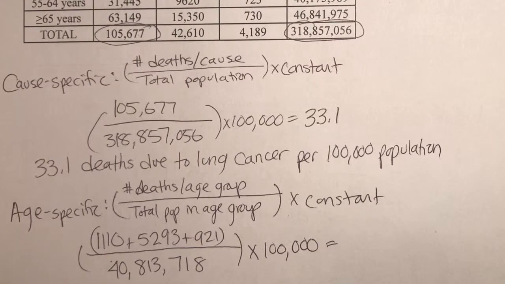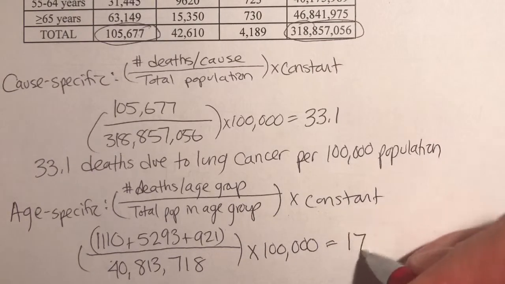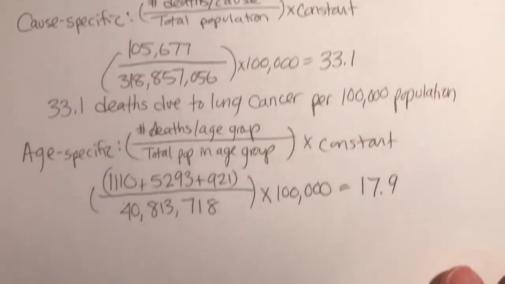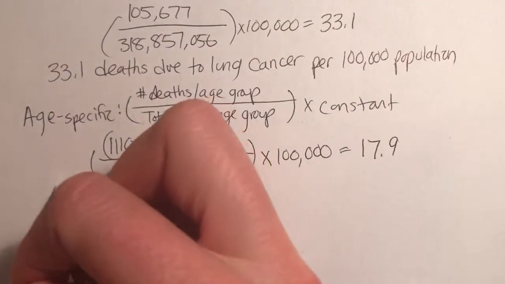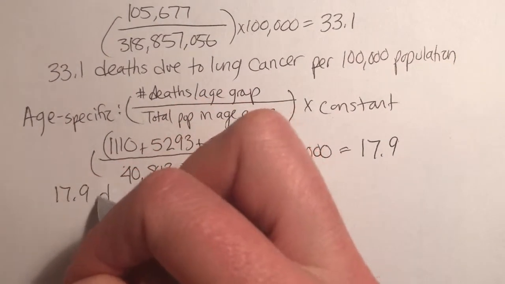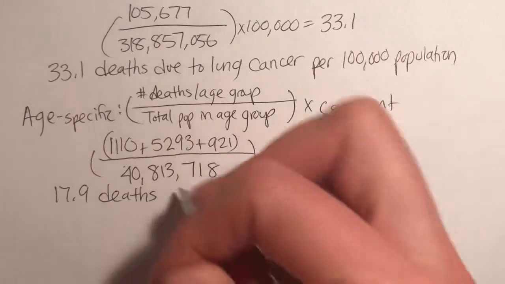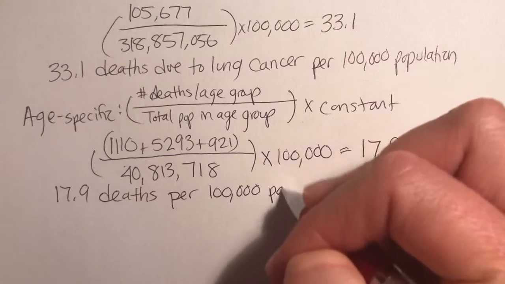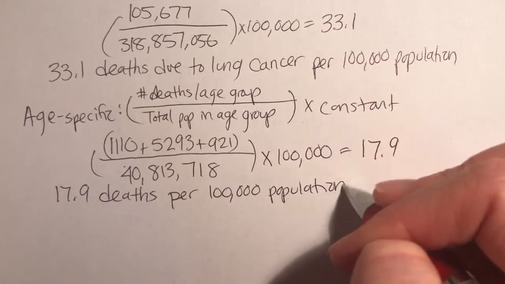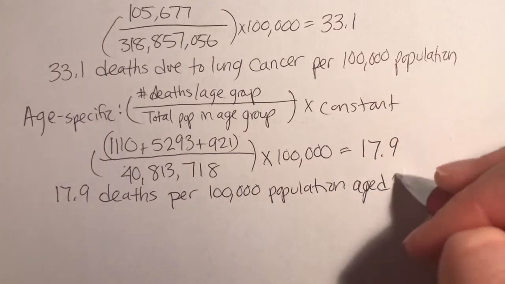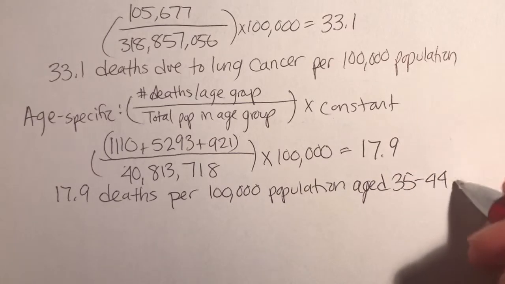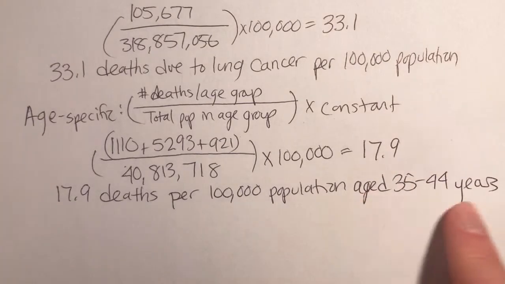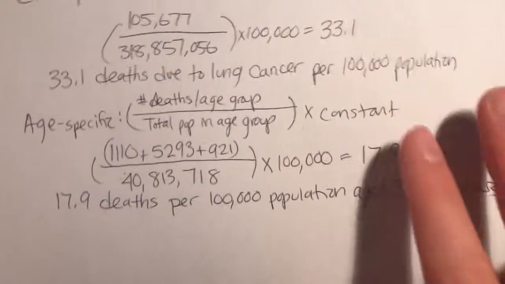So as I plug this into my calculator, my answer comes out to 17.9. Writing out my interpretation for that, I have 17.9 deaths per 100,000 population aged 35 to 44 years. Okay, so this is the age-specific part of my interpretation.